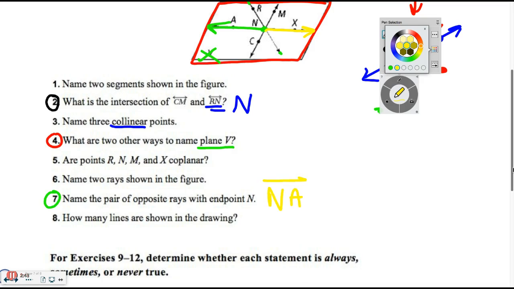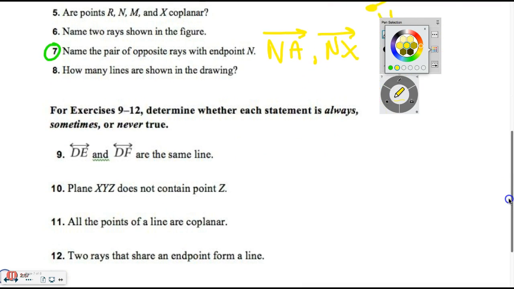You always need to have that point that the ray shoots out from listed first, and in this case, it was N up here, and then NX. And you have to put the ray symbol over it, and that you should know from taking your notes.